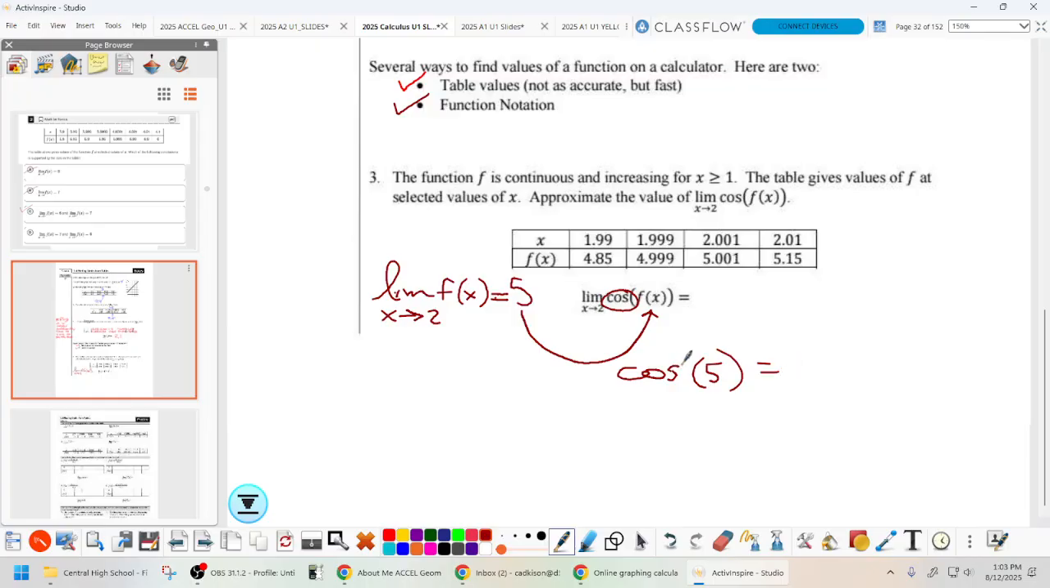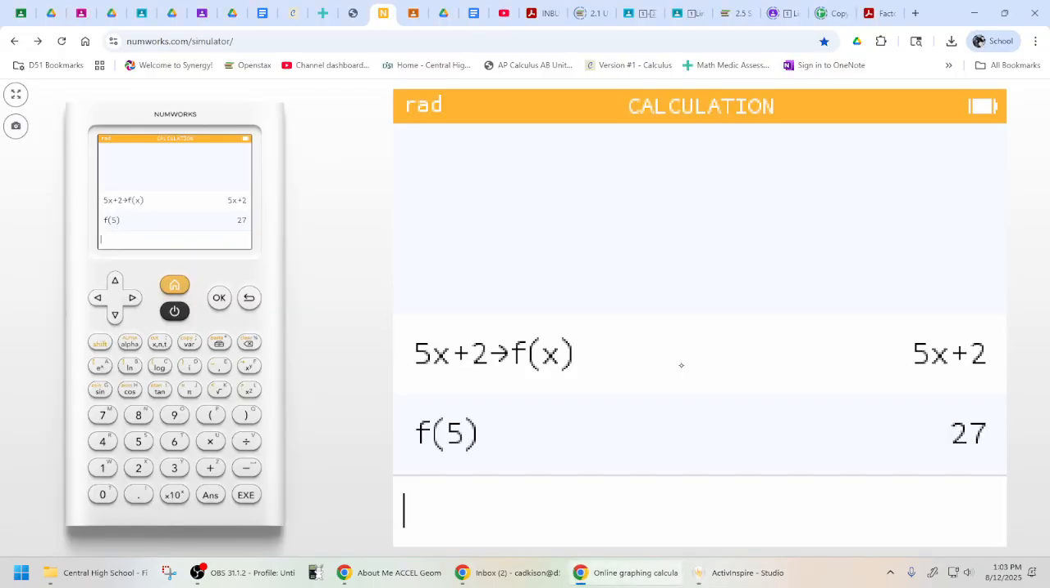By the way, while you're in here, if you're still waiting on yours, you could get on your computer and use the emulator. I should have said that yesterday and I just forgot. Just Google NumWorks and it is one of the choices. And that's actually what I'm using up here.